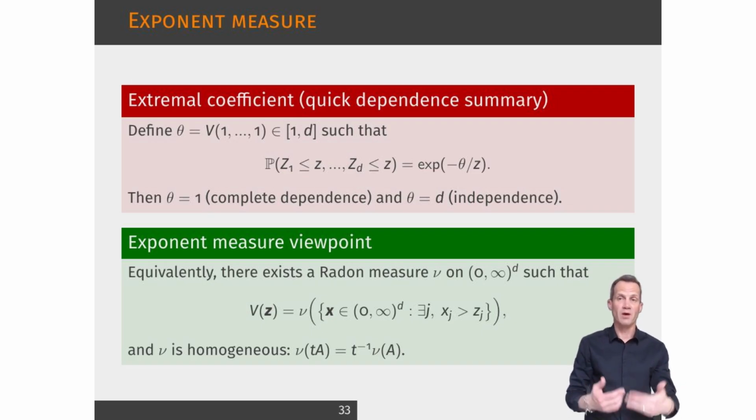The second part of the slide introduces the exponent measure. Instead of describing the joint distribution through the exponent function, we describe the mass of extreme sets. The exponent measure is homogeneous, meaning that tail regions rescale in a precise way. This measure-based viewpoint is particularly useful for connecting multivariate extremes with point processes.